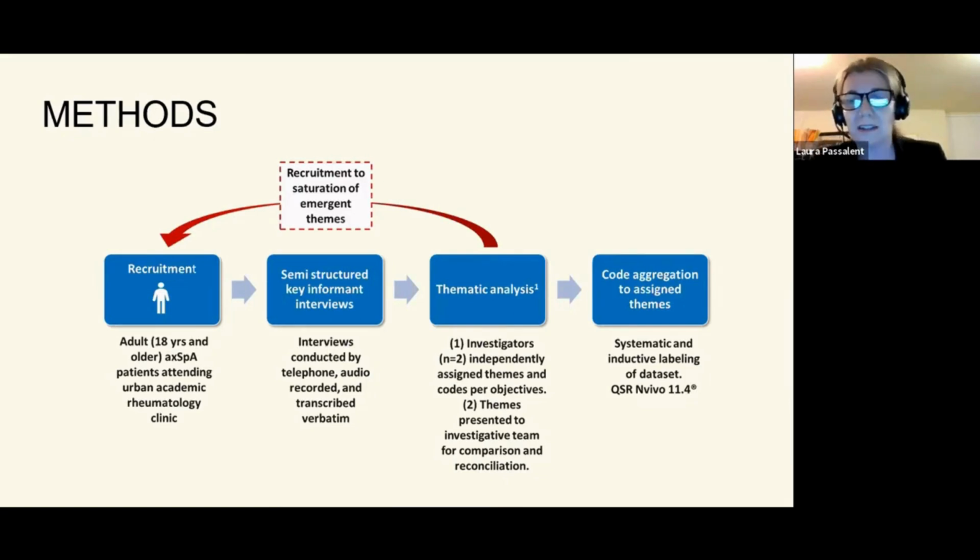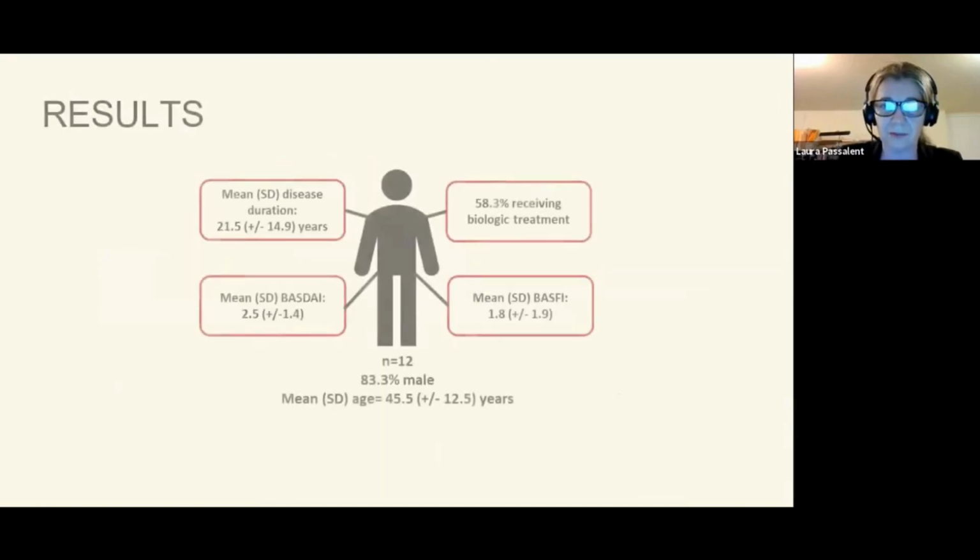And so once we got to this stage, we then went through all of the transcripts, which was quite large, and we basically came up with an overall aggregation of these themes, using systematic and inductive labeling. Anyways, you come up with basically an overall picture of how patients with axial spondyloarthritis are perceiving physical activity and how they identified the barriers and facilitators to engaging in physical activity.